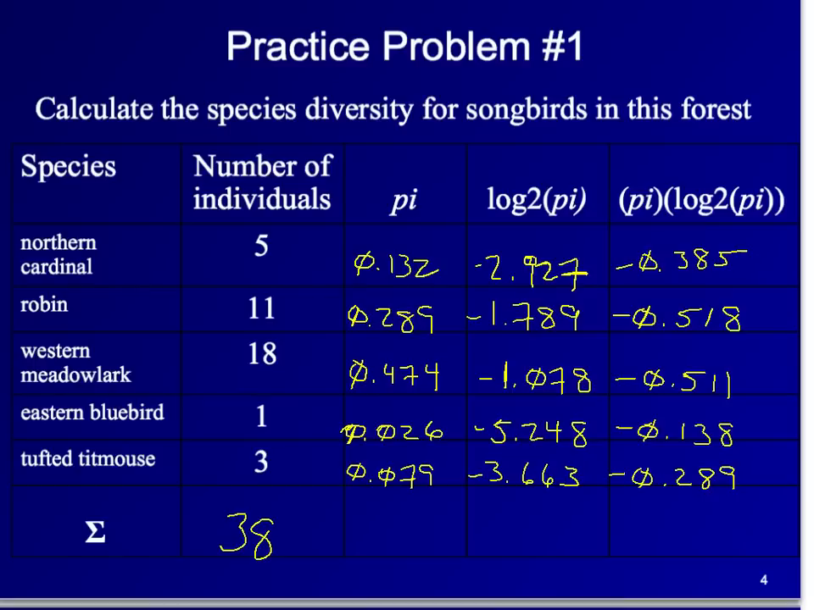Now finally, to calculate the species diversity for this population, you add up all of these here and multiply by negative 1. Remember, there cannot be a negative species diversity. And if you put down a negative for your answer on the exam, I will count it wrong. So adding up 0.385, 0.518, 0.511, 0.138, and 0.289, you get 1, and multiplying by negative 1, you get 1.841. So species diversity for this community is 1.841.